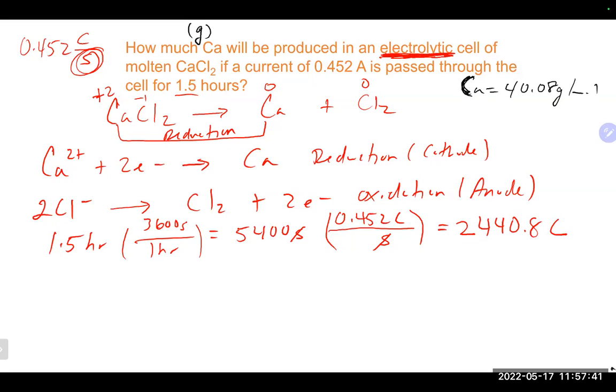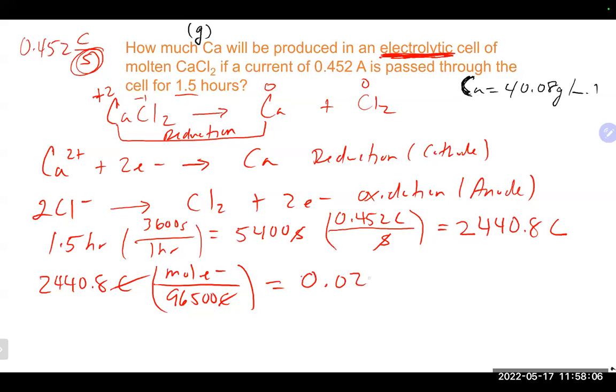Now we're going to use Faraday's constant really to convert us into moles of electrons. So that would be our next step here, 2440.8 coulombs. There's 96,500 coulombs per mole of electron. Once again, here the coulombs will cancel. Dividing that out gets us, we'll call it 0.0253 moles of electrons.